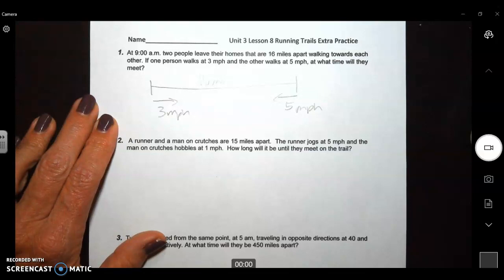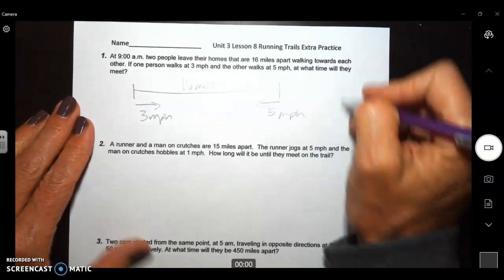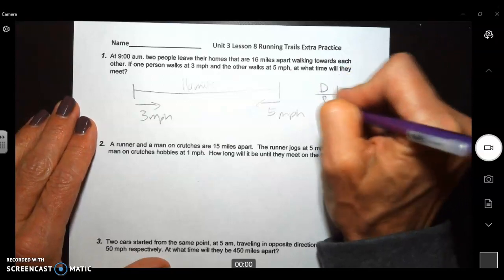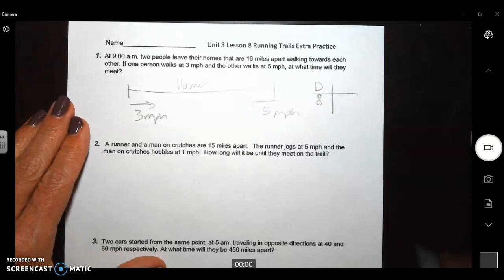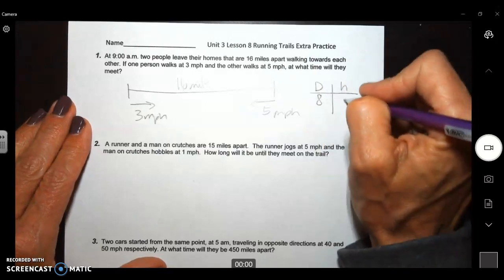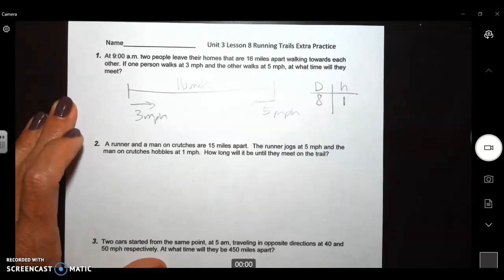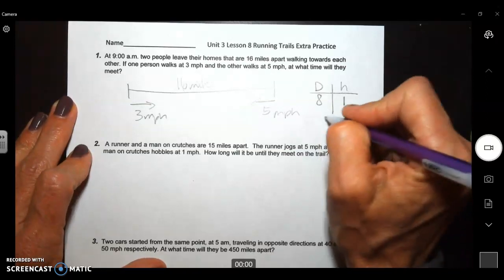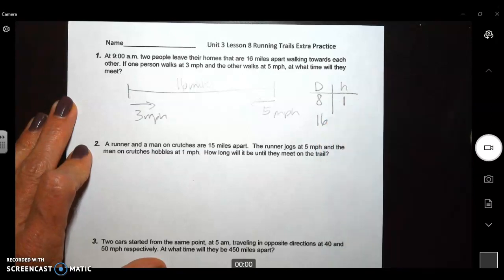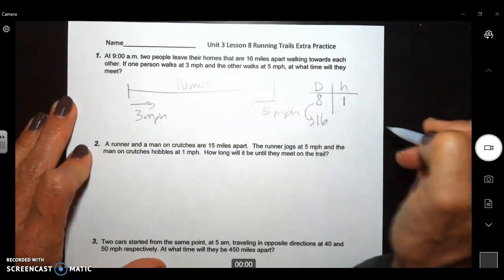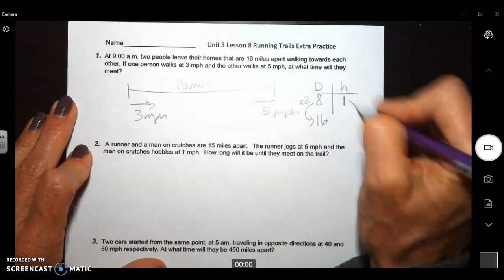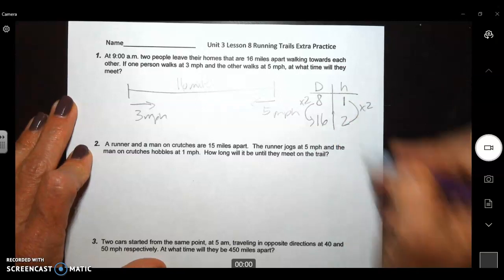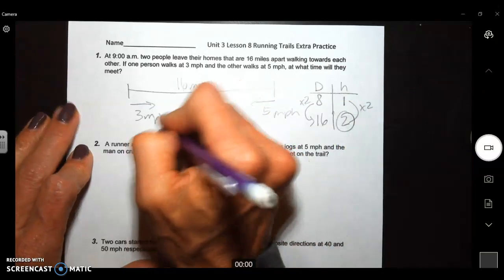So I want to set up a table to show that these people together, their distance is 8 miles an hour, and their time is an hour. They walk 8 miles in 1 hour. But we're trying to make them walk 16 miles. I'm trying to figure out how to get to 16. So think about, well, what times 8 equals 16? That's times 2. And 1 times 2 is 2. So in order for them to walk 16 miles, it will take them 2 hours.